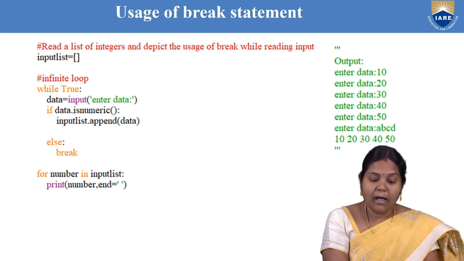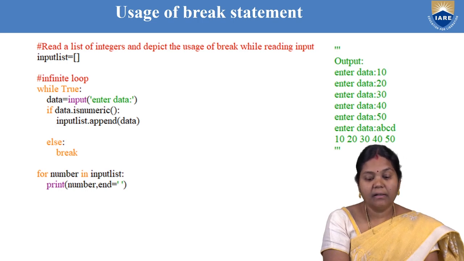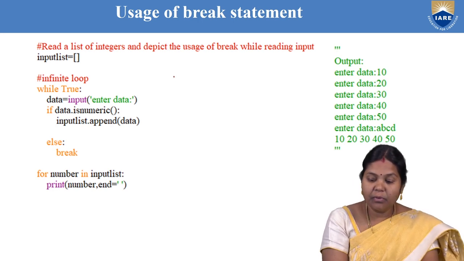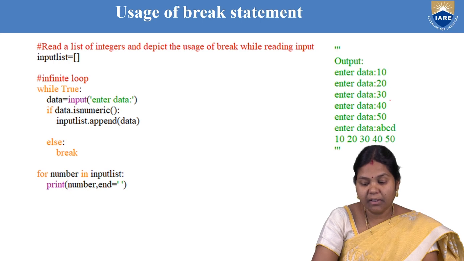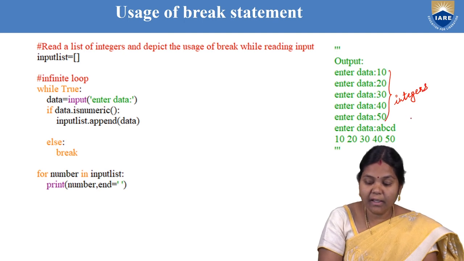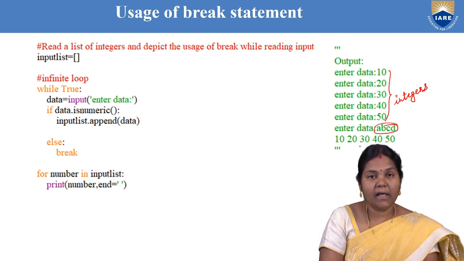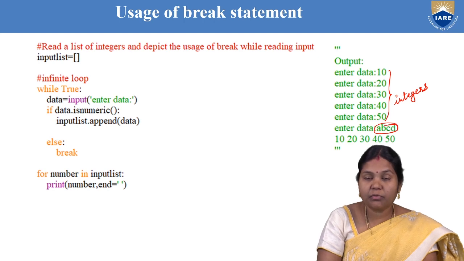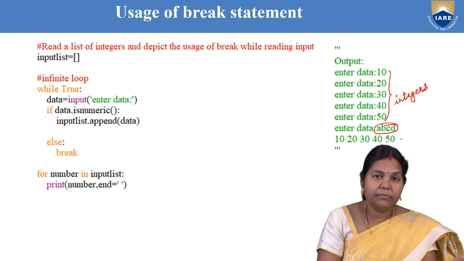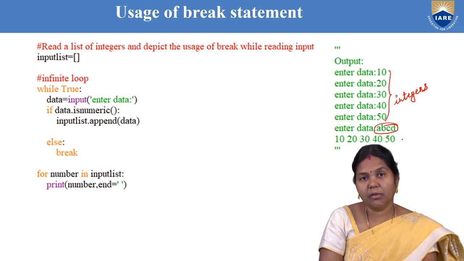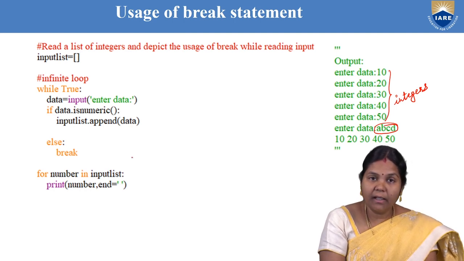Now suppose I want to read a list of integers, and let us see how the break statement works for reading the inputs. Whenever I give integers, it must accept them, and whenever I give anything other than integers, any characters or a string value, then it should stop. So for reading the inputs, I want to use a break statement. Every time it checks whether the input is an integer; if so, the loop continues, otherwise it will break the loop. If you type any non-numeric value, the loop breaks.